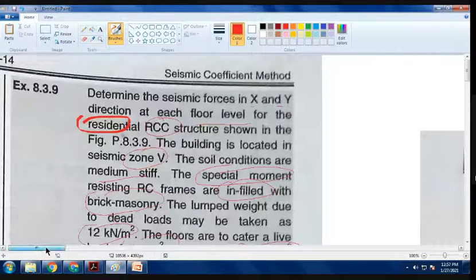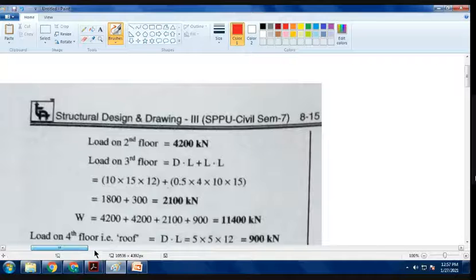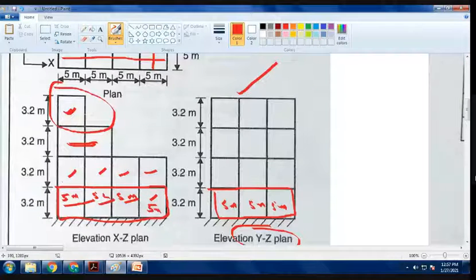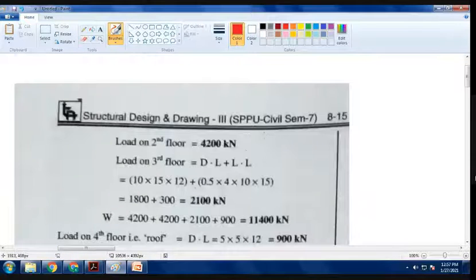Then load on the second floor. The second floor is also the same. If you see the diagram, the second floor is also the same: 5 meter, 5 meter, 5 meter, 5 meter. This is 20 and this is 5, 5, 5. This is 15, correct? Therefore you have got 4200 kilonewton.